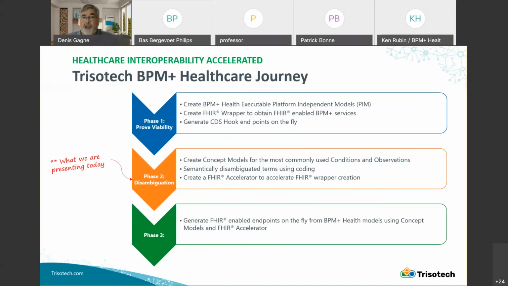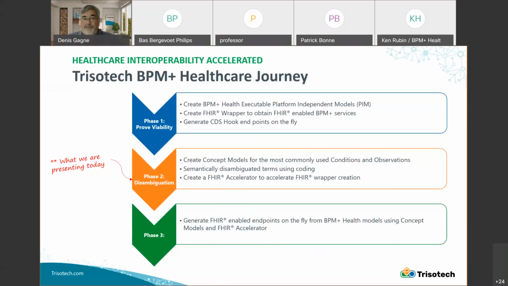Today we're going to talk about phase two of this journey that we've been on, and talk about how we can create concept models or concept maps of most commonly used conditions and observations, looking at semantic disambiguation of these terms using coding, and then looking at a FHIR accelerator to enable the creation of wrappers in a more effective and faster way.